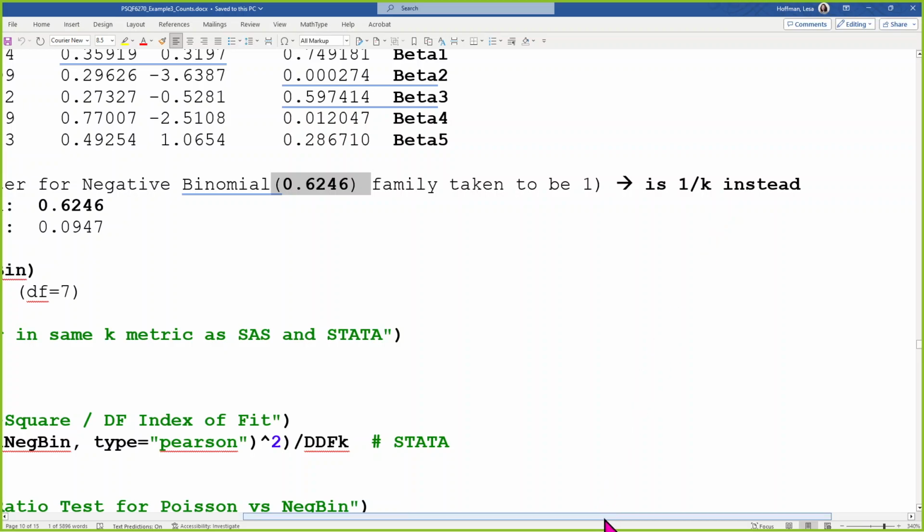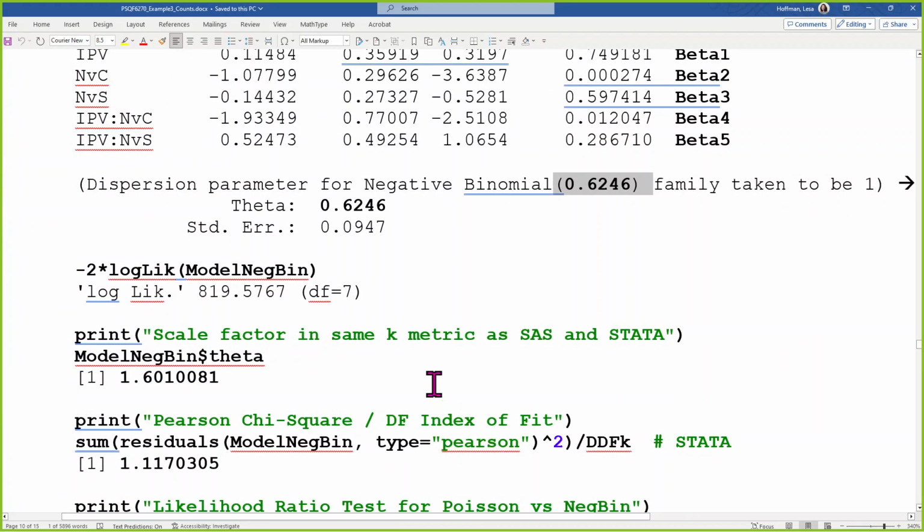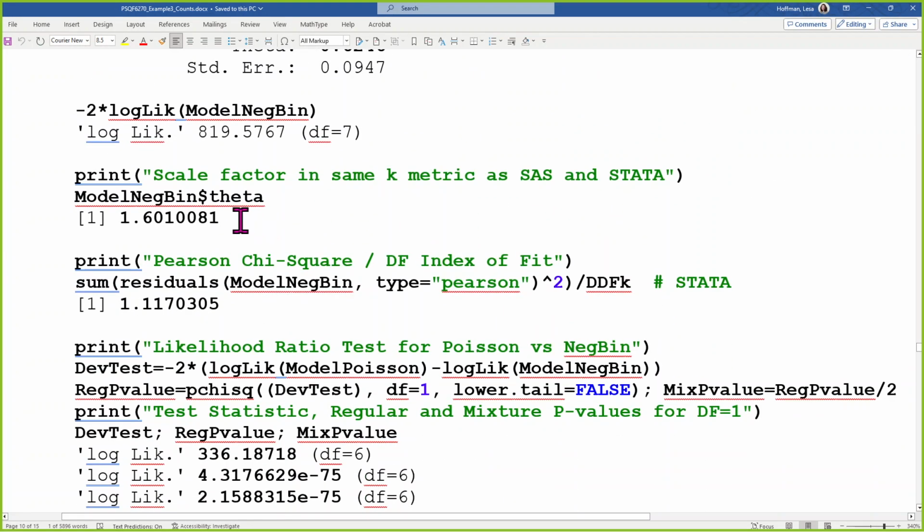So depending on your software, you're either going to get k, log k, 1 over k, or 1 over log k. Those are the possible choices. Either way, you can do a likelihood ratio test to see whether k needs to be there or not. So then I found somewhere in the bowels of the output the actual version of k. So there's the 1.6, and I asked it to print it. Here are the distribution fit measures. This is Pearson chi-square over degrees of freedom, the 1.12, which we agreed was pretty darn good.